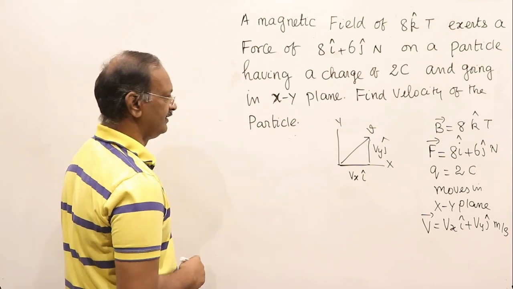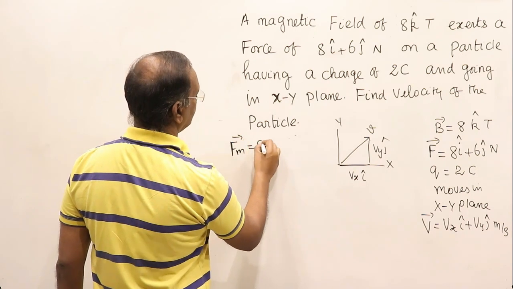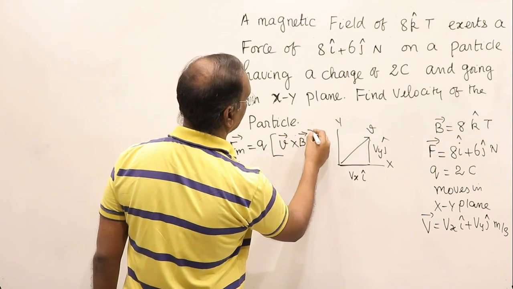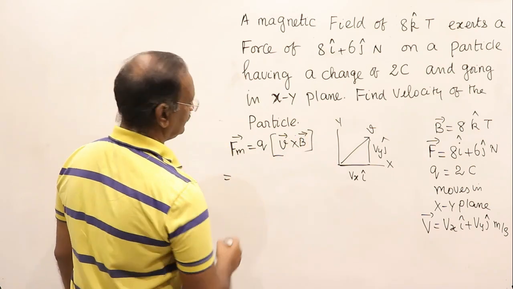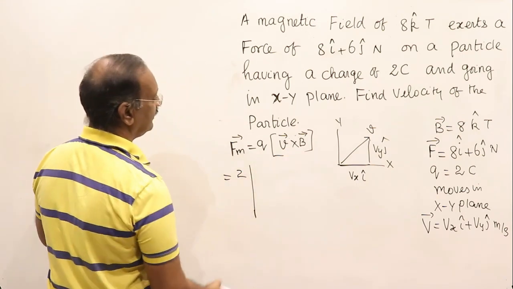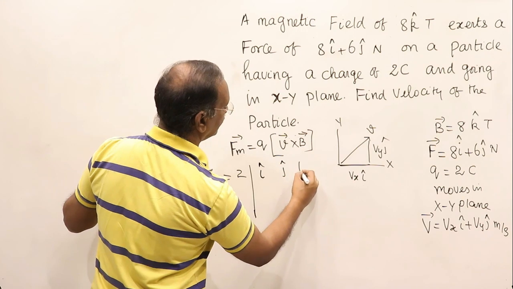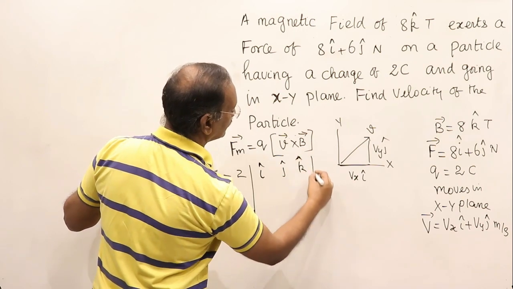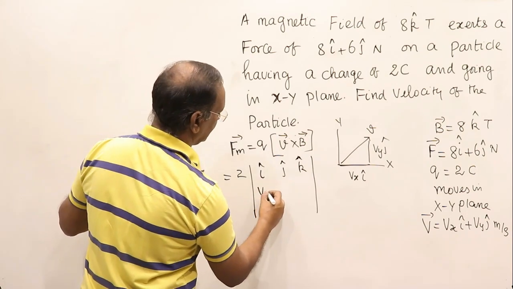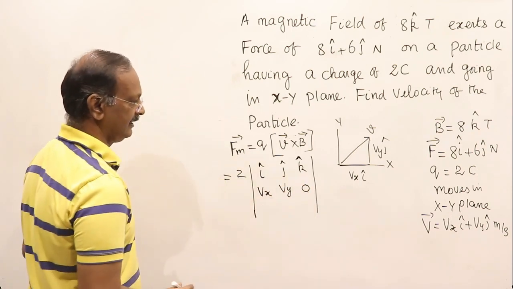Now the force value is also given. Let us find out from the Lorentz force: magnetic force in vector form is equal to q into the cross product of velocity vector and magnetic field vector. q is equal to 2 coulomb, and this we will take in cross product. For evaluating, we can take matrix form, that is i cap, j cap, k cap, the unit vectors along x, y, z direction, and the velocity has an x component vx, a y component vy, and 0 in the z component.